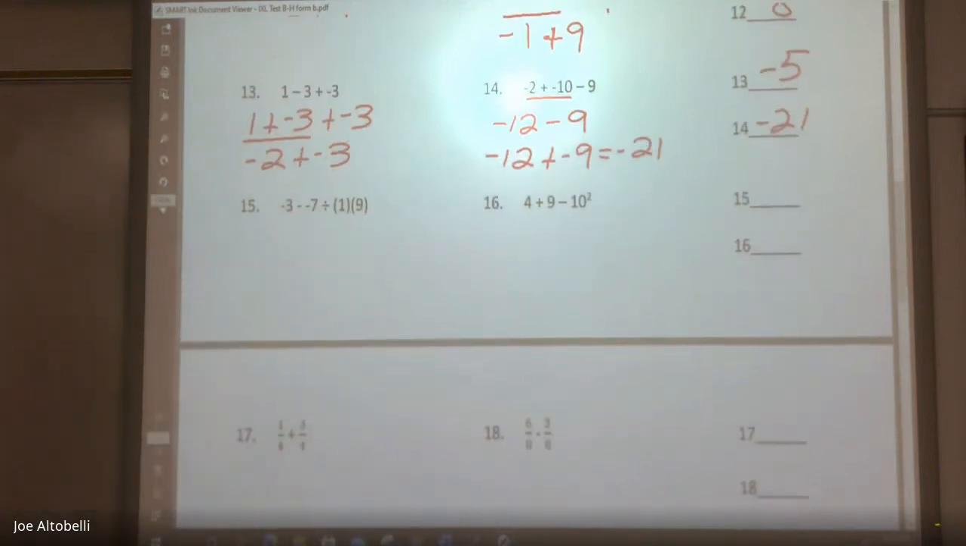All right, now 15, we're into the next section of types of problems. And here you gotta follow order of operations. Okay, go ahead. I'll give you a little bit more time to work on this one. Number 15.